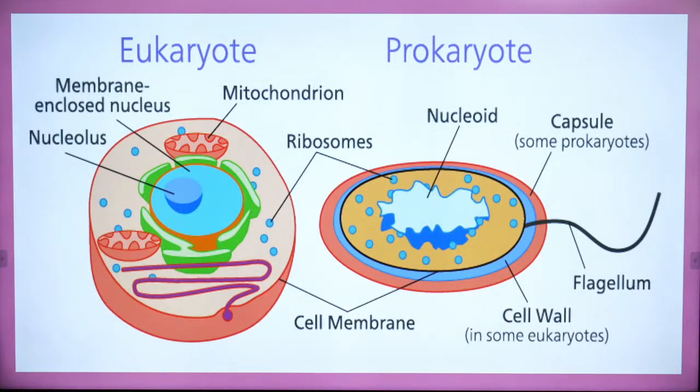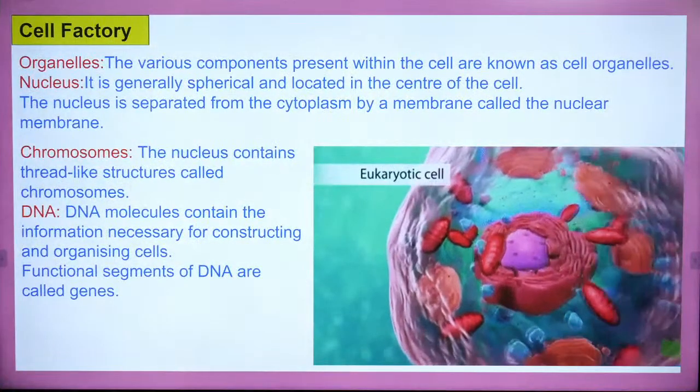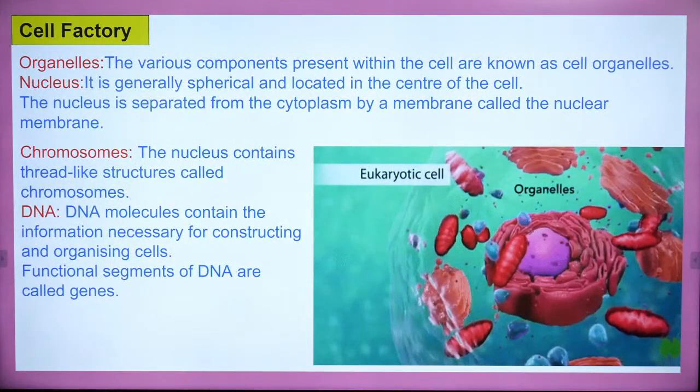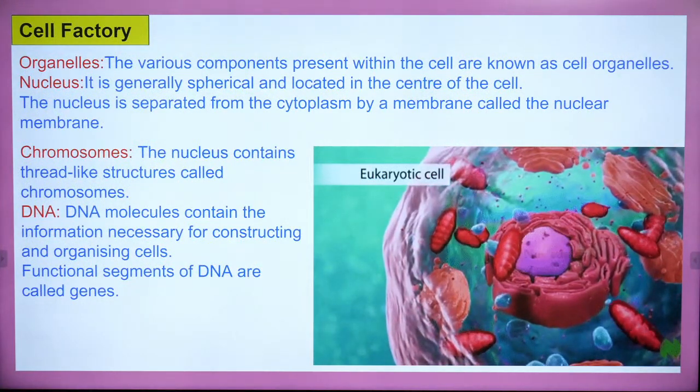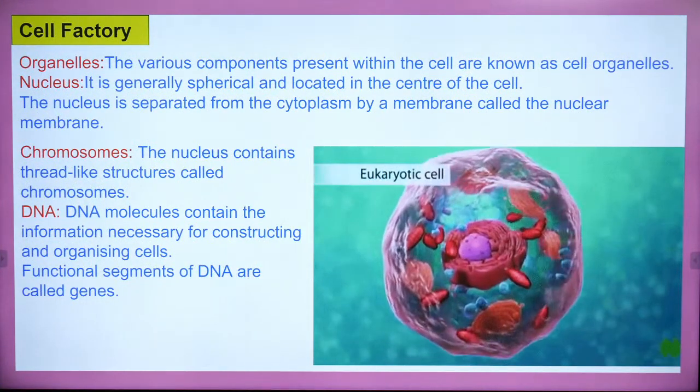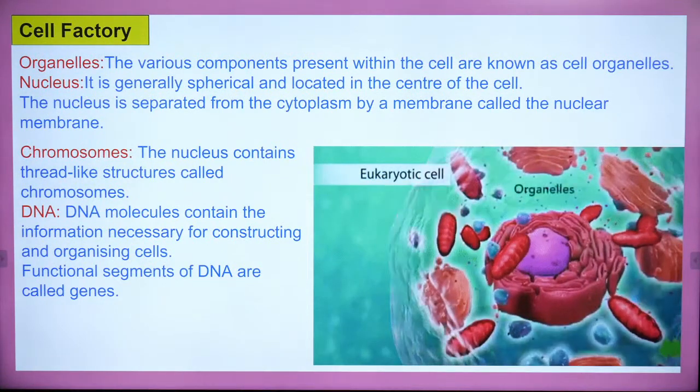Ribosome synthesizes proteins. Okay? Cell wall is present only in plant cell and fungi and bacteria, but cell membrane in every cell. तो पहले cell wall आता है, उसके बाद cell membrane आता है. ठीक है? So organelles, nucleus, chromosomes, DNA. So the part of the DNA is the gene. A segment of the DNA is the gene. ठीक है?